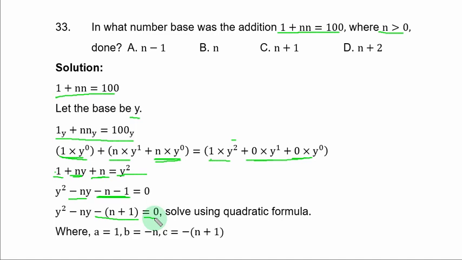If you compare this with ay squared plus by plus c equal to 0, the general equation of quadratic with variable y, you understand that a is equal to 1, the coefficient of y squared. B is equal to minus n, the coefficient of y. And c is minus bracket open n plus 1 bracket close. That is a constant term. So we insert these values into the formula and solve for y, the required base.